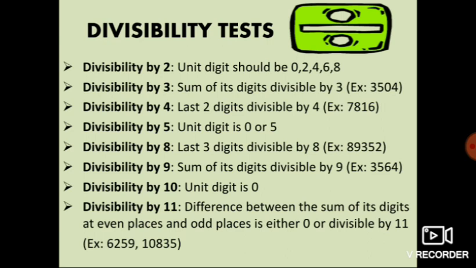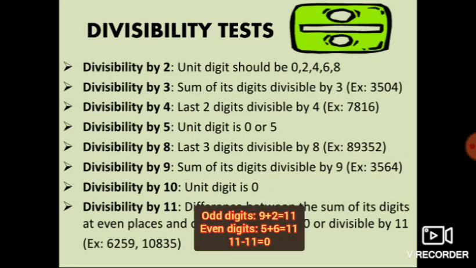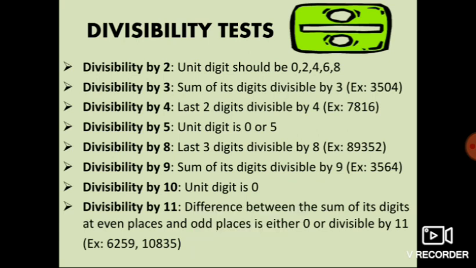In this, let us take the odd digits, 9 and 2. 9 plus 2 is 11, and then the even digits, 5 and 6. 5 plus 6 is 11. So if we find the difference, 11 minus 11, we get 0. So 6259 is divisible by 11. Next number.